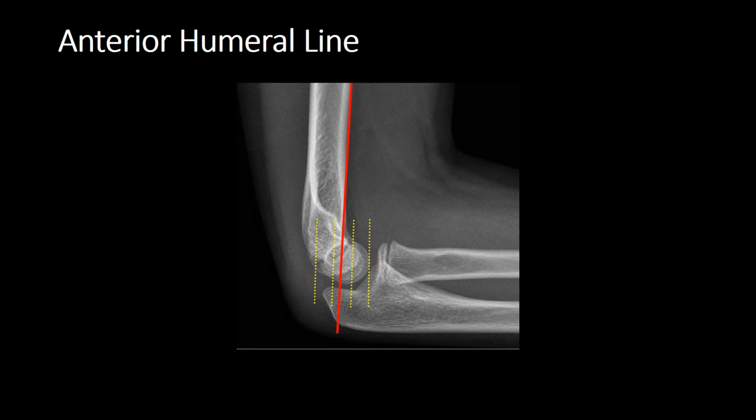The only time that this is not very accurate is in extremely young children, when there's not enough ossification of the capitulum to be able to adequately assess the anterior humeral line. But don't worry, we won't give you something that tricky in the exam.